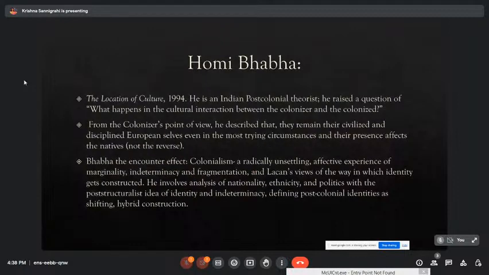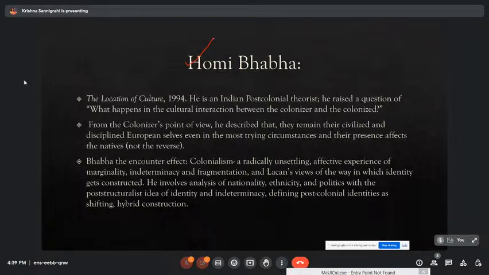Then comes Homi Bhabha. So, The Location of Culture, published in 1994. He is an Indian post-colonial theorist. He raised a question of what happens in the cultural interaction between the colonizer and the colonized. So, what happens when there is an interaction between the colonizer and the colonized?